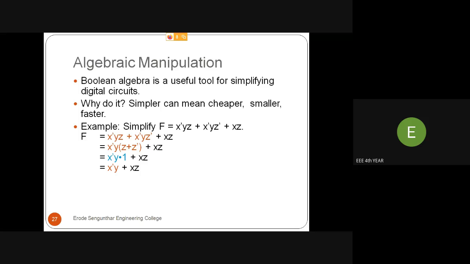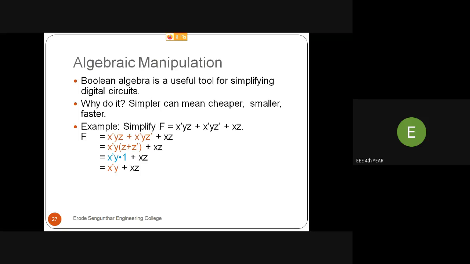For example, simplify f is equal to x bar y z plus x bar y z bar plus x z. Now see the first two terms: take x bar and y as common. Take z plus z bar, plus x z. Z plus z bar is equal to 1. Therefore, f is equal to x bar y plus x z.